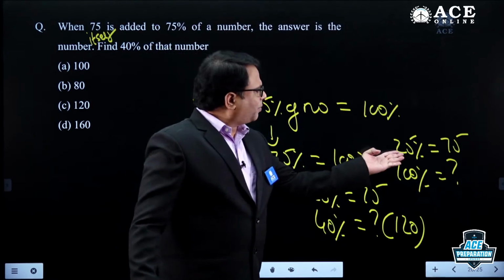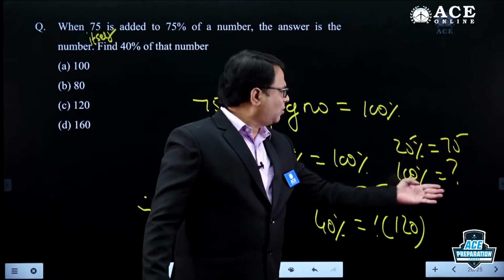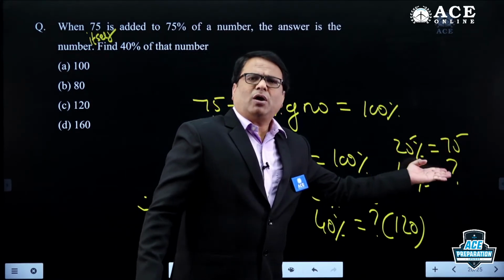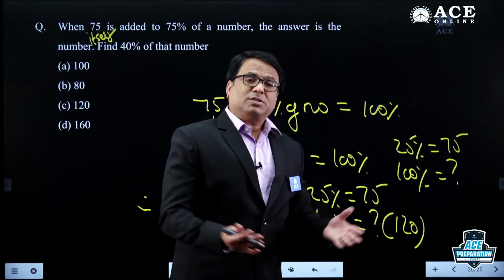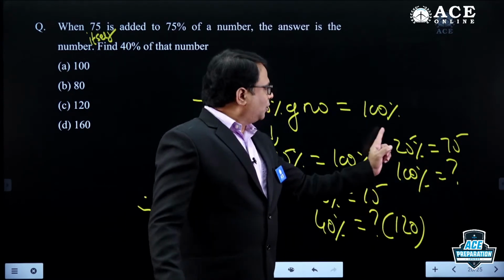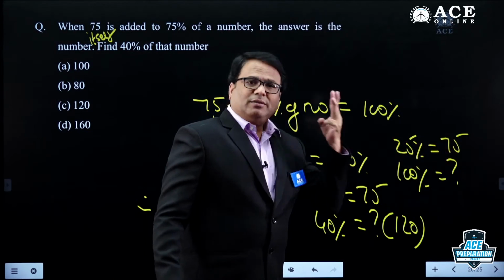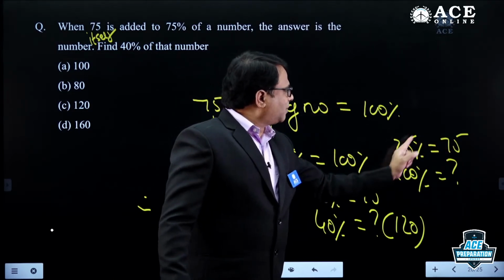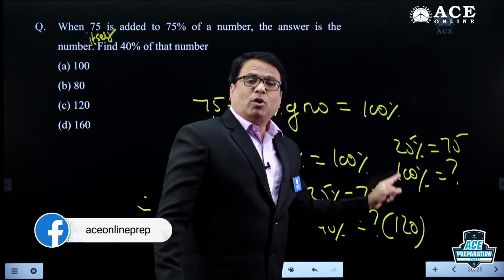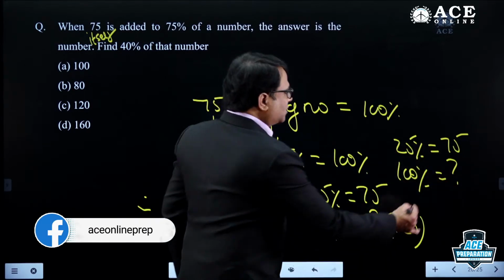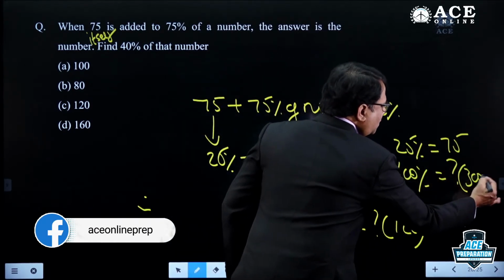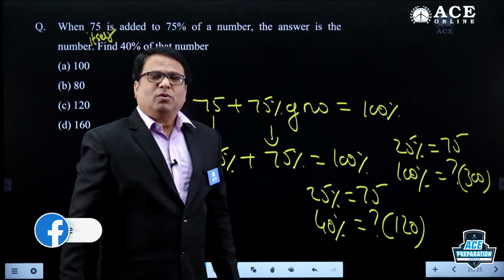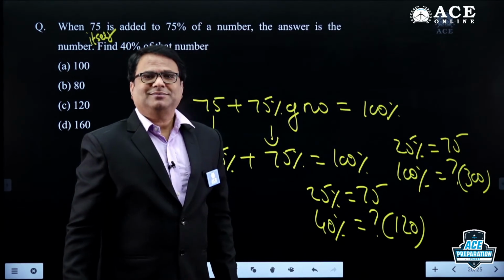So when 25% is equal to 75, 100% is equal to how much? That is the question. Now same horizontal comparison. 25 is becoming 75, 3 times. So when this becomes 3 times, 100 will also become 3 times. And you can say the original number is 300. Original number is 300. Okay?